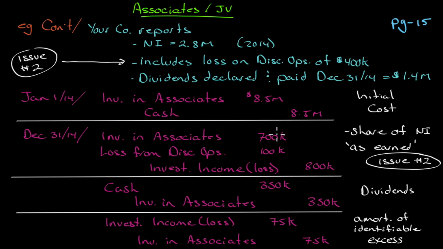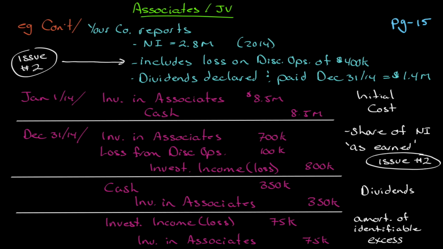Great. Let's keep going here. We had dividends of $1.4 million. We get 25% of that, so we'll get cash of $350,000, and we reduce our investment in associates by $350,000. And let's deal with that pesky depreciation, that extra $600,000 that we claimed as we paid in excess of $1 million. $600,000 we were able to trace to the value of equipment. Investment income or loss, we'll claim a loss of $75,000 because we'll depreciate that over the next 8 years, and we'll reduce our investments in associates by $75,000.